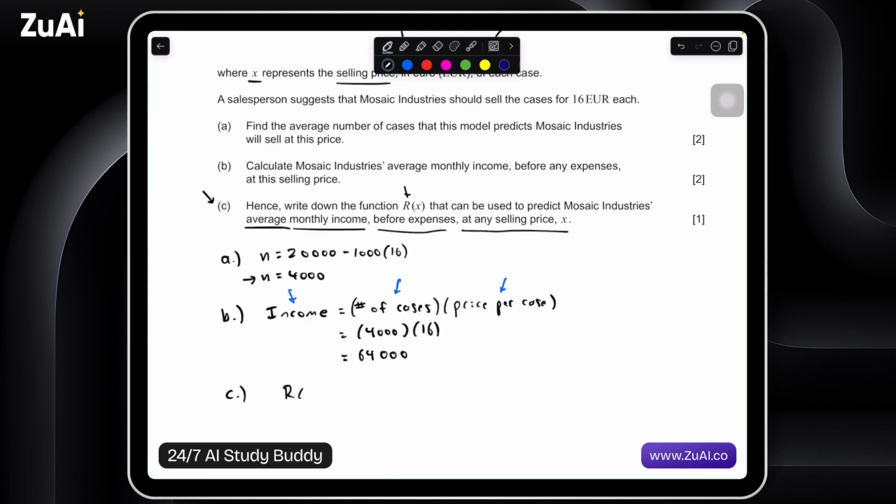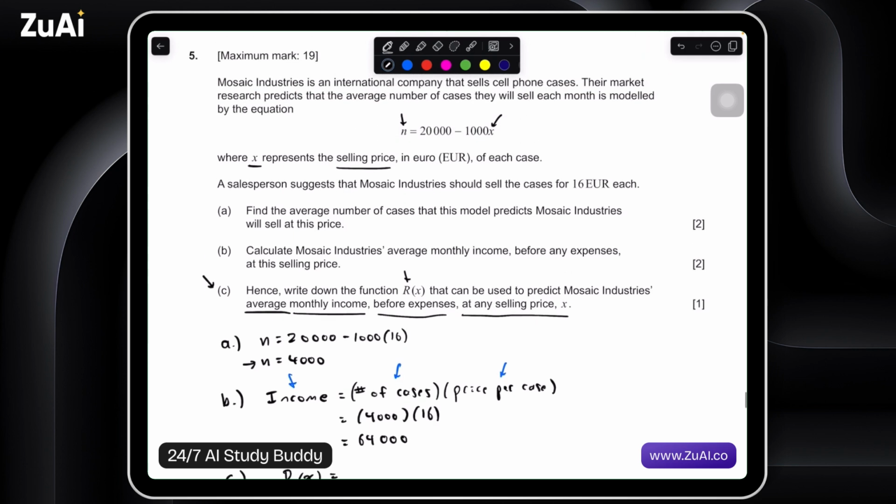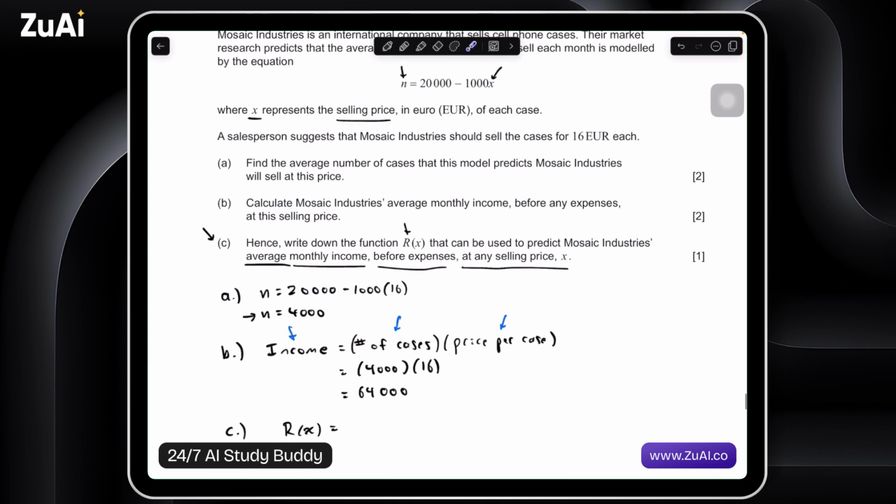We're going to write out income as R(x). The number of cases they'll sell is given by this formula right here, so let's substitute that: 20,000 minus 1,000x. That's the number of cases. And the price per case, well, they told us that x represents the selling price, so this would just be equal to x. And that's it. It's not too bad.